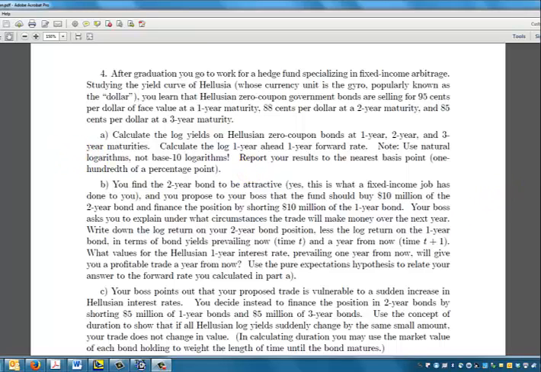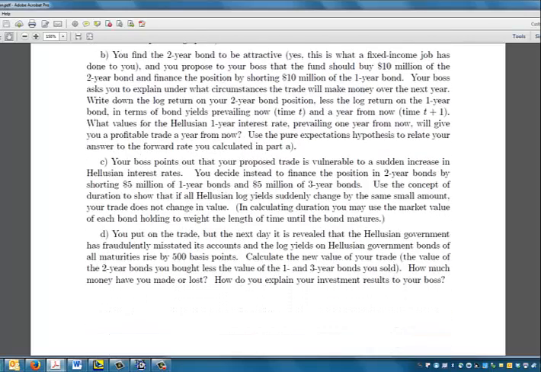Part B asks you to imagine that you're interested in investing in the 2 year bond, at a scale of 10 million, and then short 10 million of 1 year bond to fund the position. Your boss asks you to explain when this trade will make money.